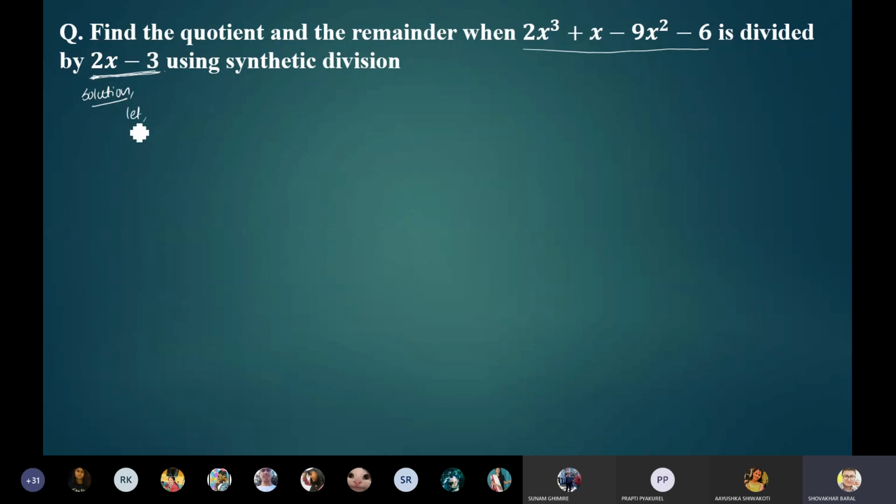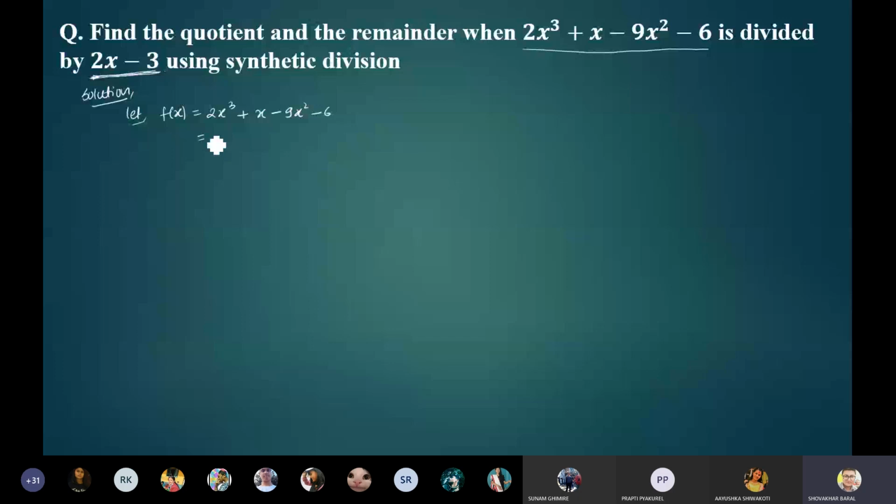So let f(x) be equal to 2x cubed plus x minus 9x square minus 6. Is this in the proper order? I don't think so. So correct it at first.